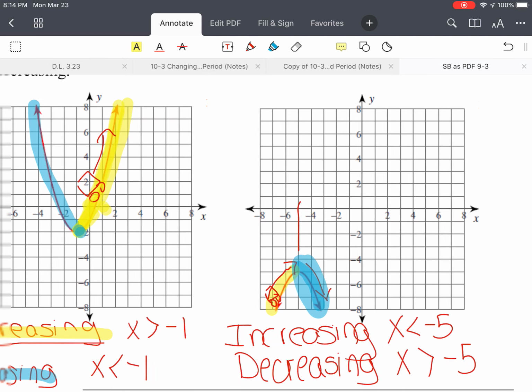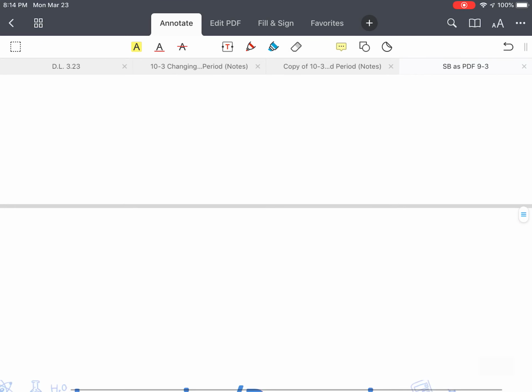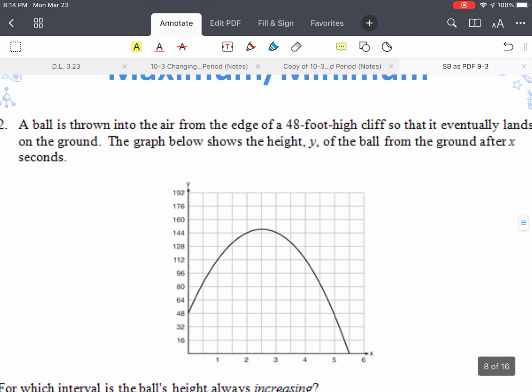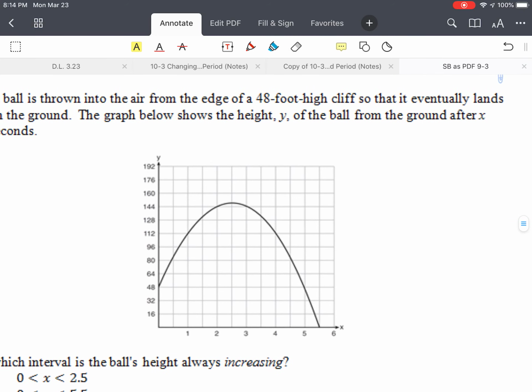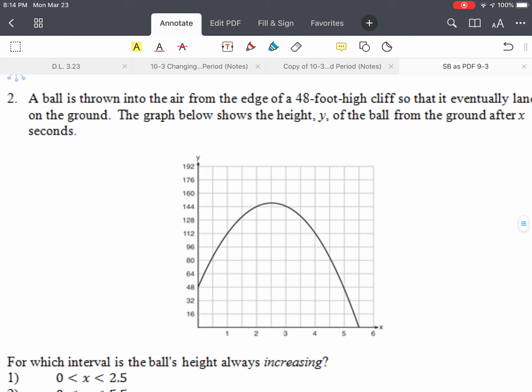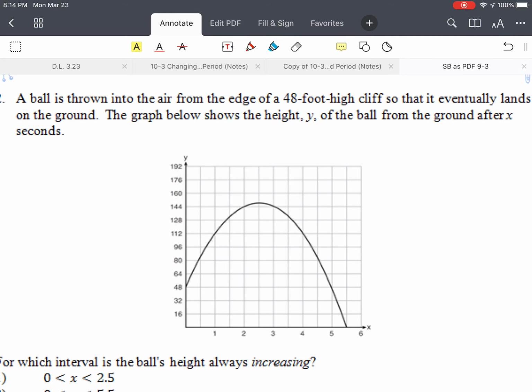Okay. Let's take a look at the next question in our notes. It says a ball is thrown into the air from the edge of a 48-foot high cliff so that it eventually lands on the ground. The graph below shows the height, y, of the ball from the ground after x seconds. All right, so maybe we should think about it for a second.